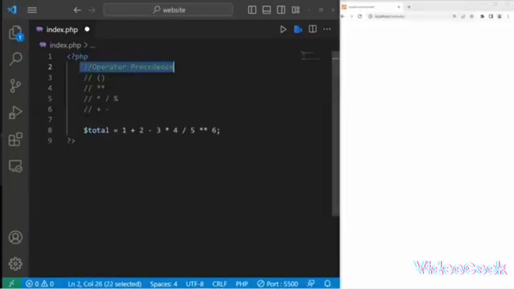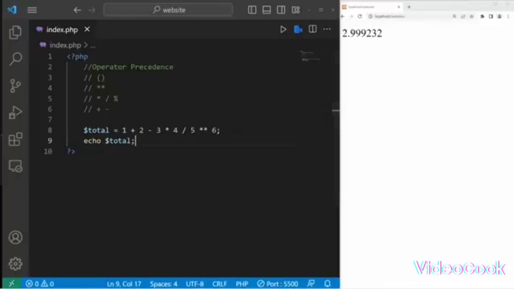Lastly, we have operator precedence. Given a complex arithmetic expression such as this example, in which order do we solve each part of this expression? We would begin with parentheses. Beginning from left to right, if there's anything within parentheses, we would solve that first. For example, with my expression, let's echo whatever the total currently is. So the total for me is 2.999. Beginning from left to right, solve anything within parentheses first. We currently don't have any parentheses.